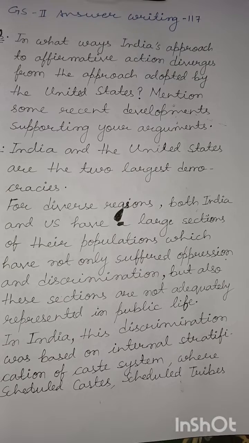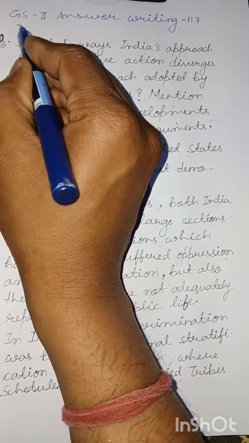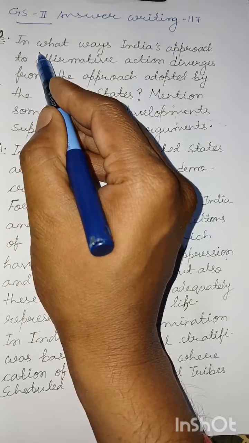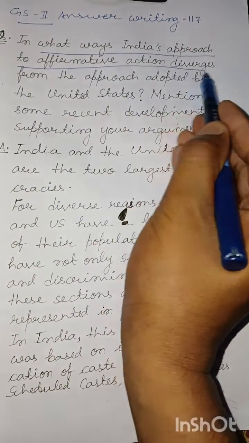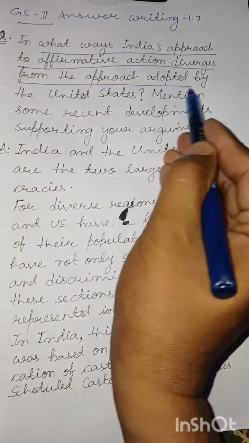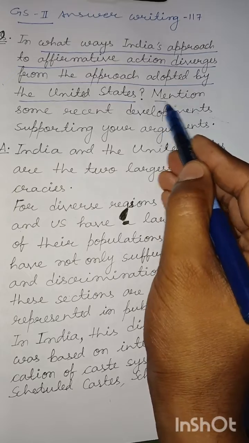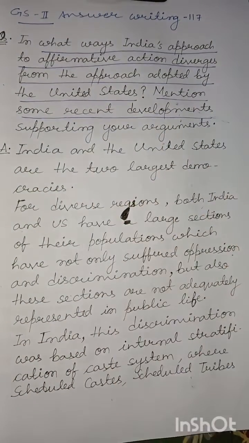This is Rocket Ship IAS Lab, and continuing with our series on answer writing for general studies papers of the civil service main examination, we take up a question that you might come across in GS paper 2. Here goes the question: In what ways does India's approach to affirmative action diverge from the approach adopted by the United States? Mention some recent developments supporting your arguments.